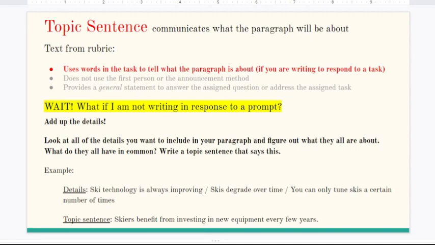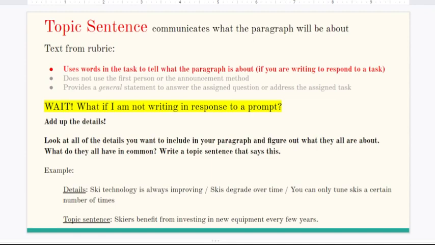So we have really talked about how to use words in the task to tell what the paragraph is about. So you now know, my dog is currently drinking water right next to me and making so much slurpy noise. So hopefully you can't hear it.